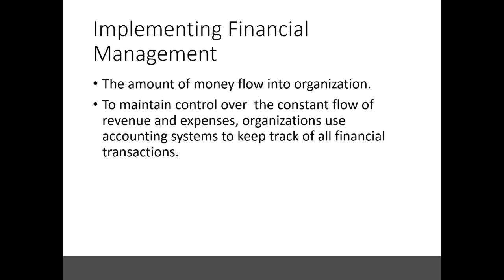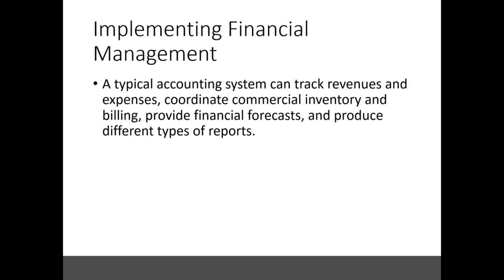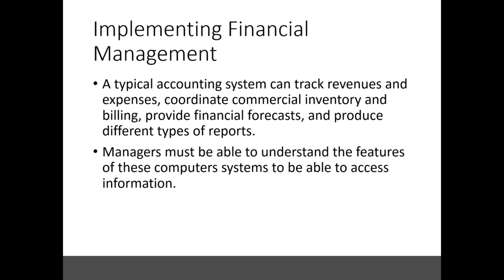So you control the amount of money that flows into an organization. A lot of times when you're dealing with radio and television stations, that's a lot of money. And then you have some kind of a system to keep track of all financial transactions. That's pretty basic. So obviously you can have an accounting system that tracks revenues and expenses, coordinates your inventory, provides forecasts to where you're going to be, and obviously different types of reports. If you have, especially television and radio, a certain amount of inventory you can sell, you need to have some kind of system that coordinates and controls your inventory.